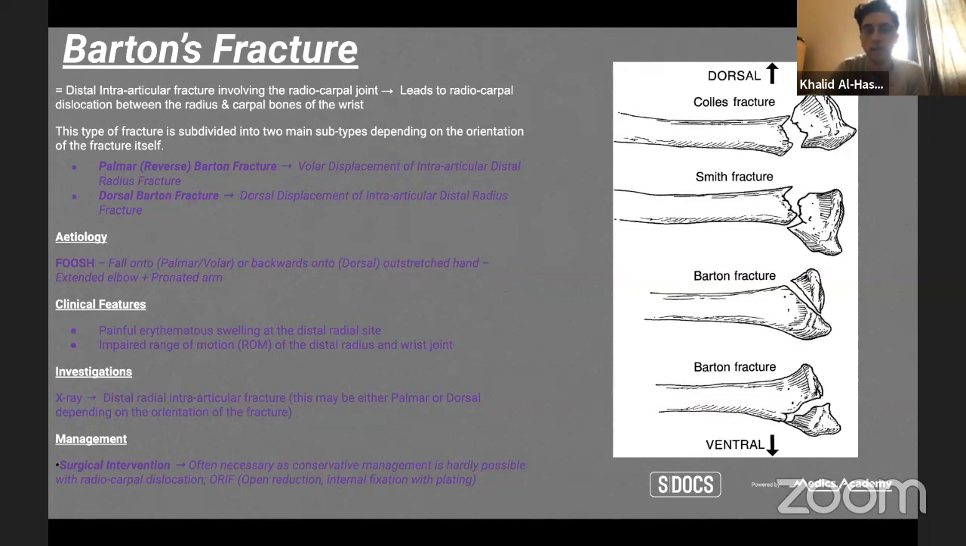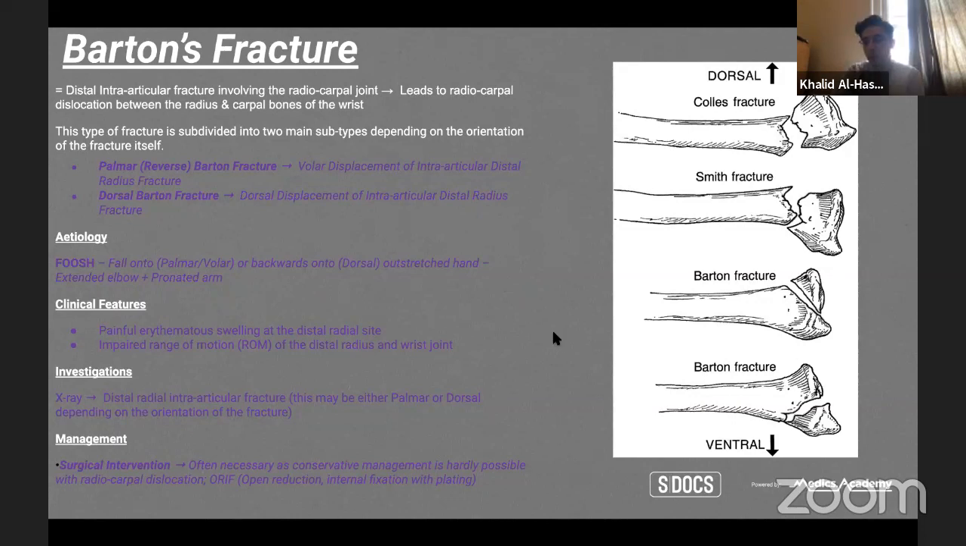It leads to radiocarpal dislocation between the radius and the carpal bones of the wrist. There are two types. There is a dorsal type and there is a palmar or a volar type. The volar type involves volar displacement of the intra-articular distal radius. And then a dorsal Barton fracture is dorsal displacement of the intra-articular distal radius.